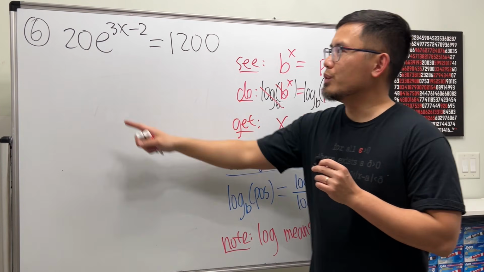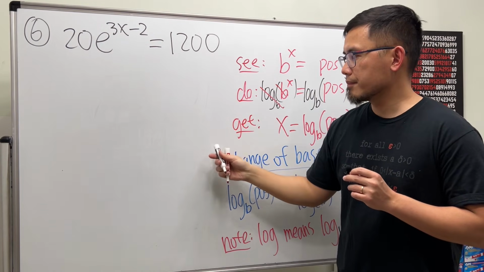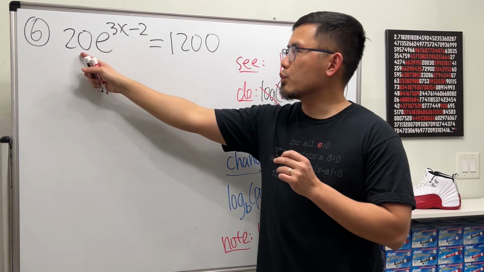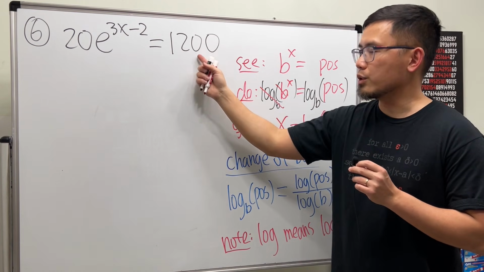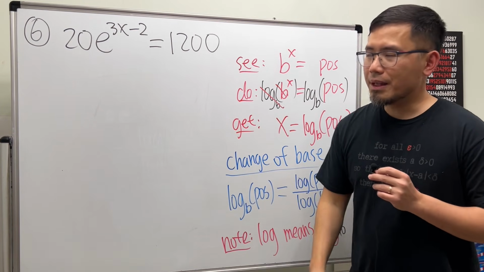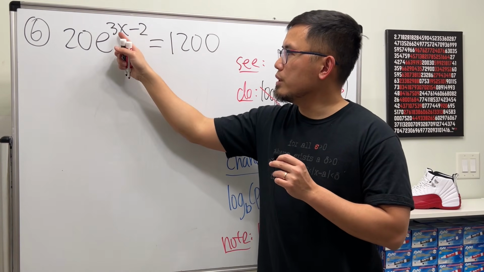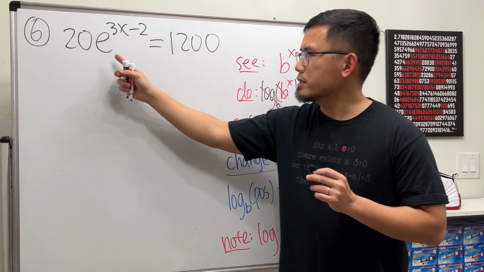Okay, number 6, we have 20 times e to the power of 3x minus 2. That's equal to 1200. But what's e?